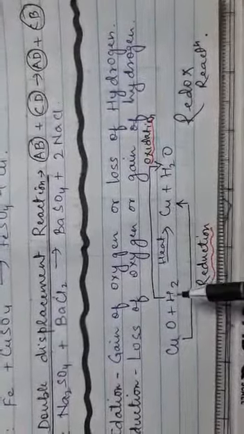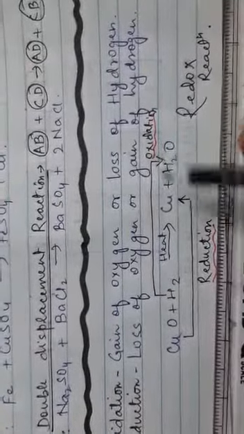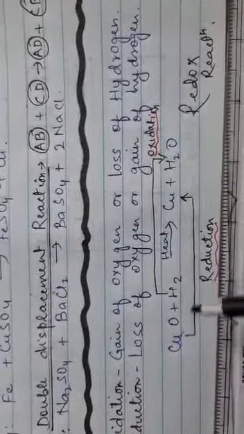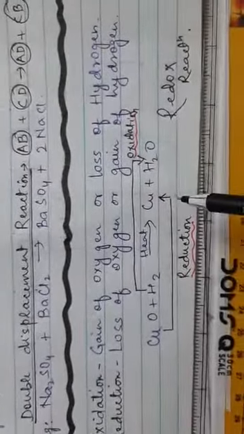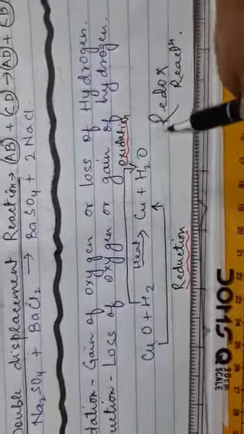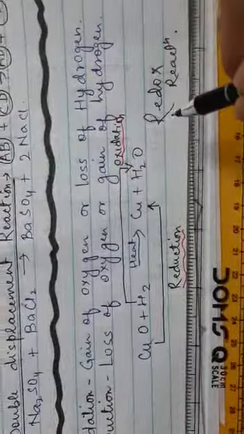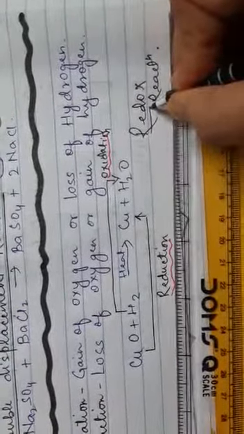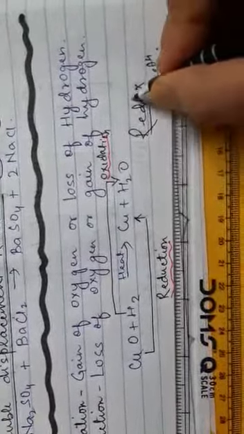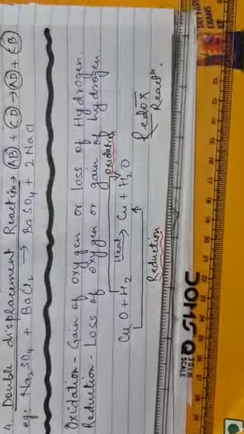Now since in this particular type of reaction both oxidation and reduction are occurring simultaneously, means one substance is getting oxidized, the other substance is getting reduced. So the reactions in which oxidation and reduction occur simultaneously are called as redox reactions. Here you can see RED is for reduction and OX is for oxidation. Redox reactions are reactions in which oxidation and reduction occur simultaneously.